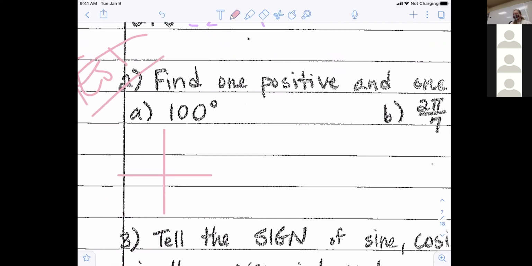Where would 100 degrees be on my axis? What quadrant would that be in? Quadrant 2. Somewhere here in quadrant 2, right? It does not have to be perfect or exact, but it's somewhere here in quadrant 2. And I draw a little arrow from the positive x-axis up to the angle, and I write 100 degrees.